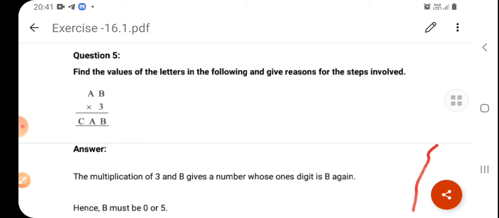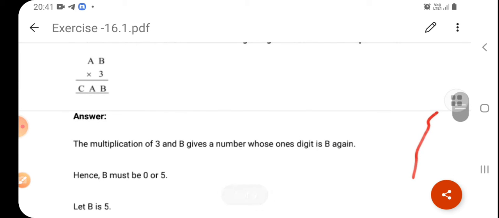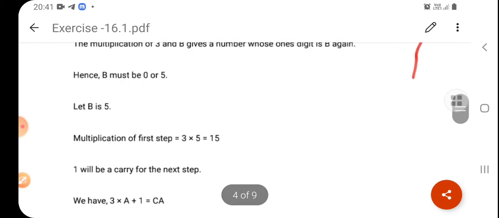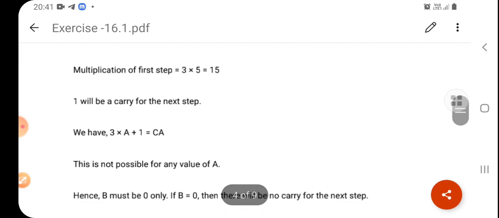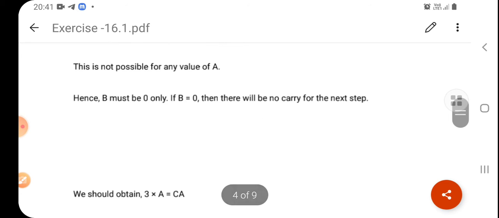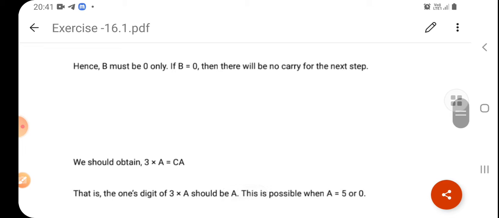So whenever a number is multiplied by 3 and we get the same B, it must be 0 or 5. Whenever we multiply it by 3, 0 gives 0, and 5 gives 15. Let b be 5, so carry 1, and it will be added at the a, so CA. So b must be 0 only, as there is no possibility for any value of a otherwise.